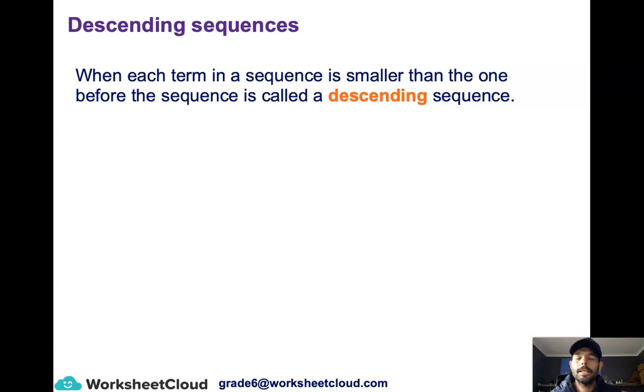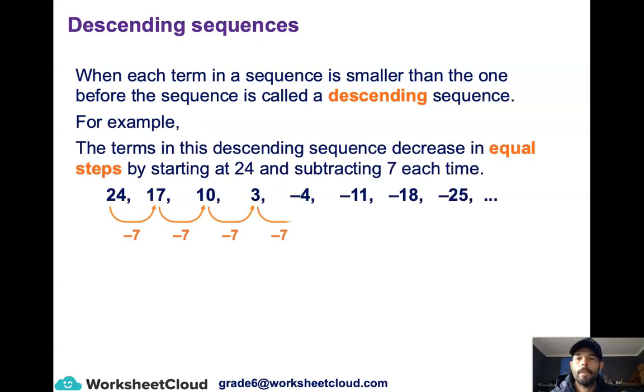We also get descending sequences, which is obviously biggest to smallest, okay? And again, you get equal steps. So here you can see we subtract 7 each time, okay? And yes, sequences can go into negative numbers. So just remember that the larger the negative number, the smaller the number actually is.